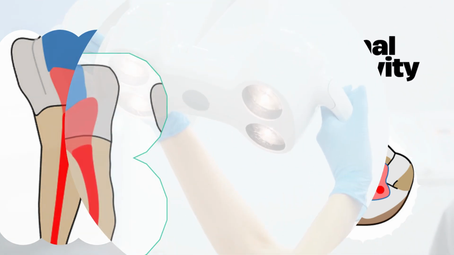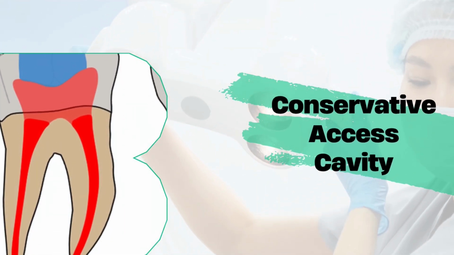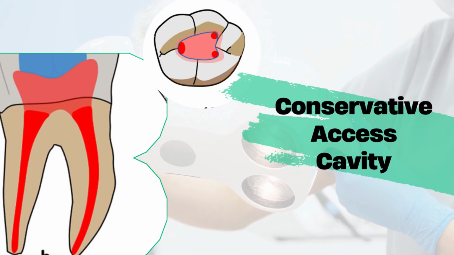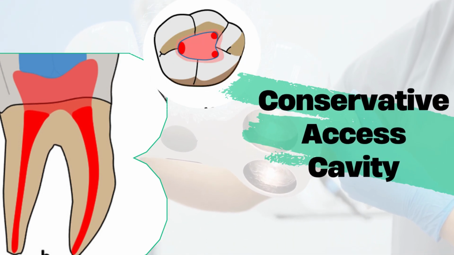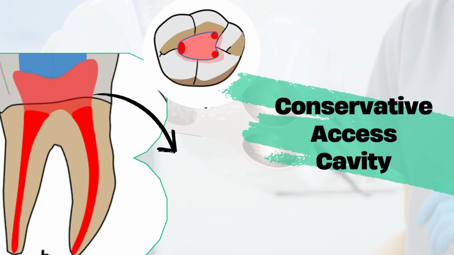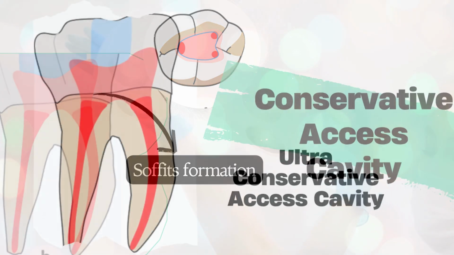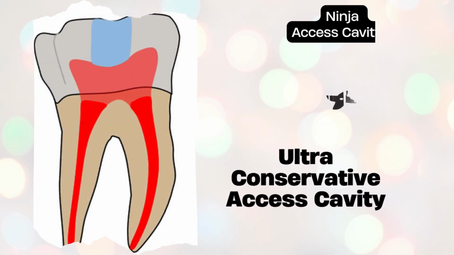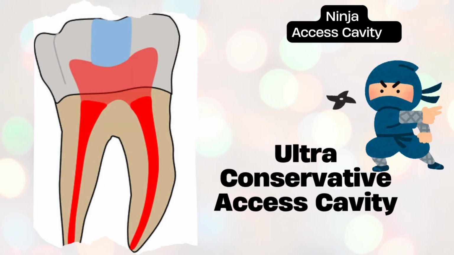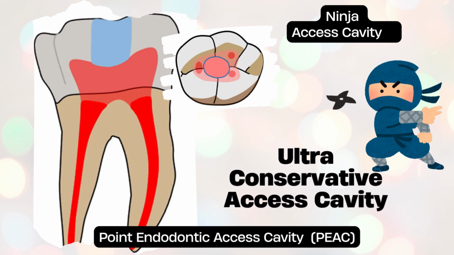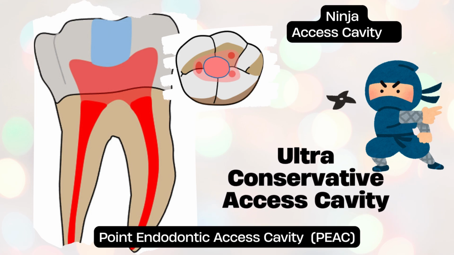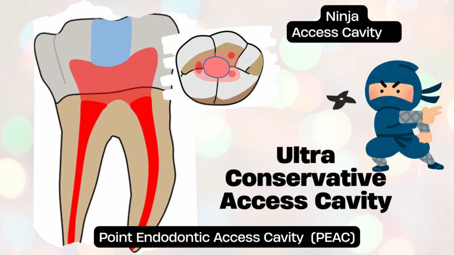Next is conservative access cavity preparation, in which the cavity walls converge, preserving more tooth structure. The partial preservation of the pulp chamber roof leads to the formation of soffit. An ultra-conservative access cavity, also called the ninja technique, is where the access point starts at the central fossa and extends obliquely towards the canal orifice, preserving as much of the pulp chamber roof as possible.